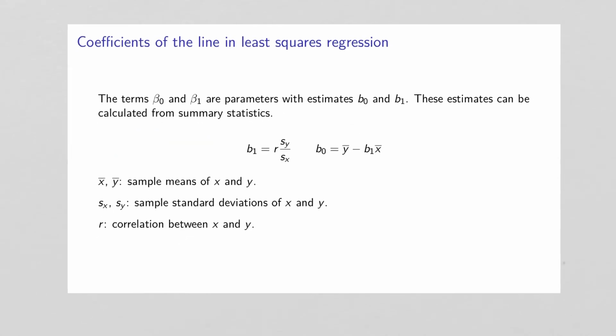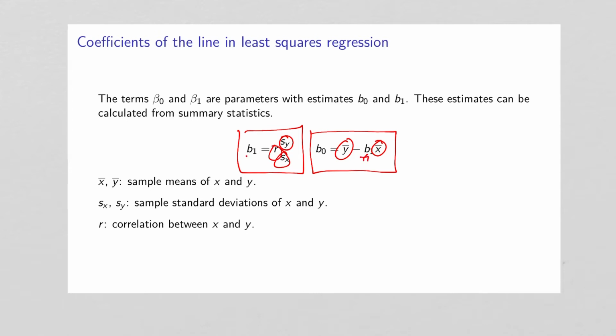The coefficients of the line in the least squares regression. If these look familiar to you, they should. Beta 0, beta 1 are parameters with estimates b0 and b1. These estimates can be calculated from summary statistics. So here we have the sample mean of y, the sample mean of x, the standard deviations of x and y, the correlation, which will give you b1, and then you plug in b1 over here, and you already have the rest, so you will be able to get b0. Now remember, what is b0? It is the value of y when x equals 0.